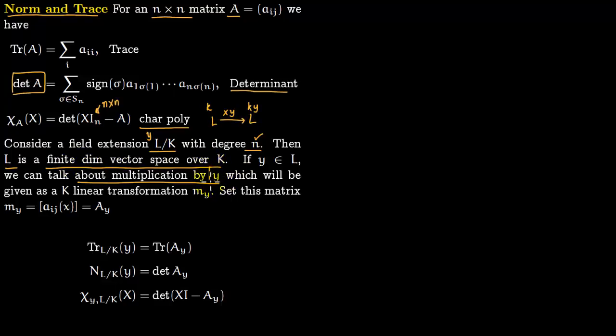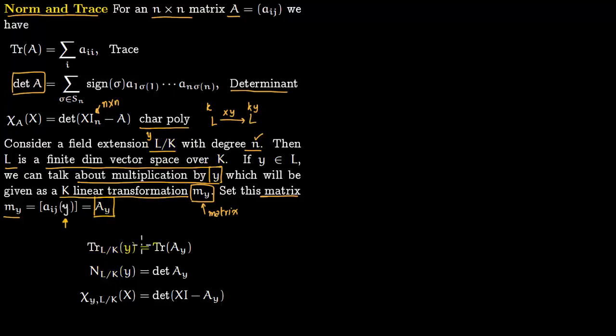Therefore multiplication by y essentially would mean that we have to associate to it some K-linear transformation M_y. So this is a matrix which is associated with multiplication by this element y. So these two are related. Now we are going to set this matrix, it has elements a_ij, to a_ij(y), and we are putting in y here to signify that these elements are coming from the multiplication by y. So this is our new matrix which corresponds to simple multiplication by an element y which lies in L.